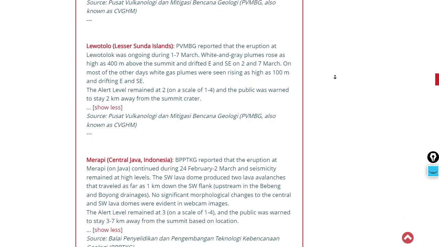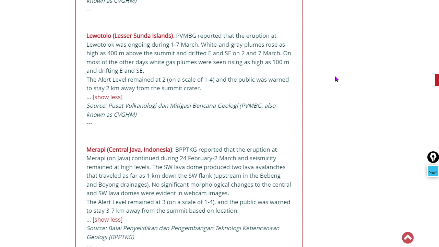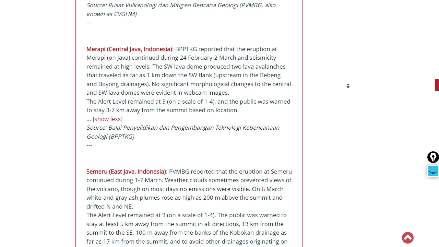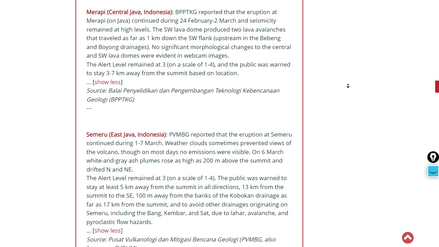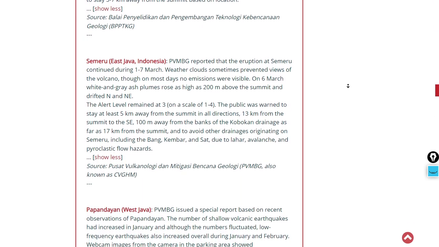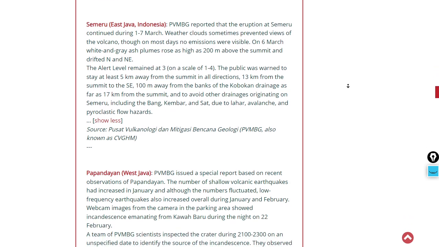Lewotolok on the Lesser Sunda Islands also producing some gray and white ash plumes there. No indication on the flight level. It looks like it's pretty low. Merapi also on the list. 2 avalanches produced at the lava dome there. Semeru erupting. No indication on the flight level there.